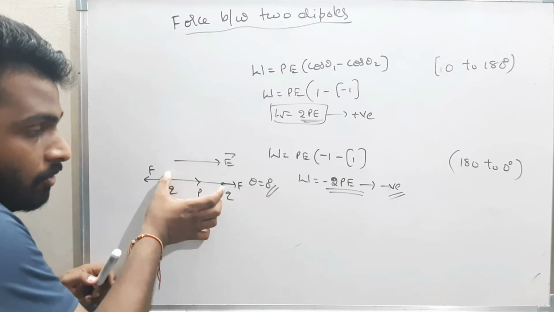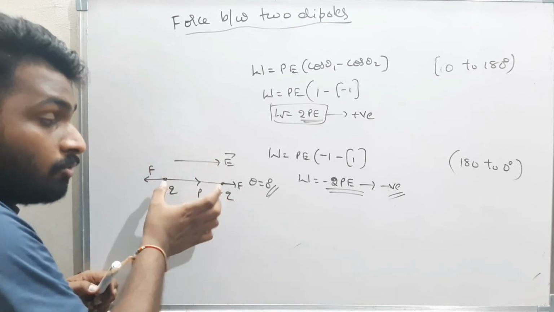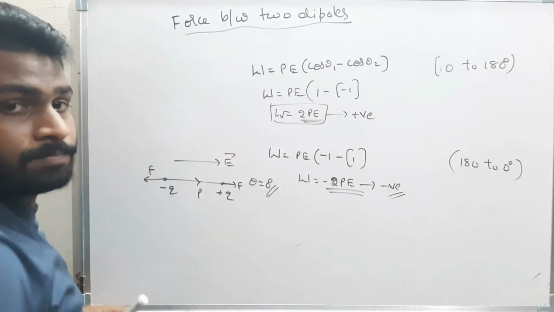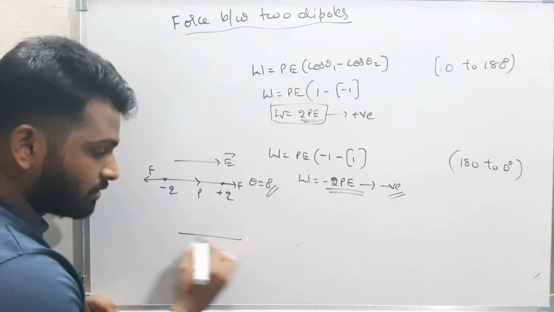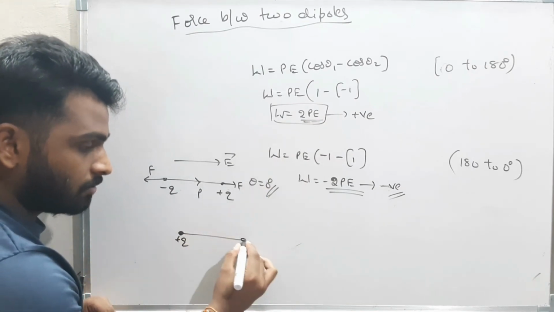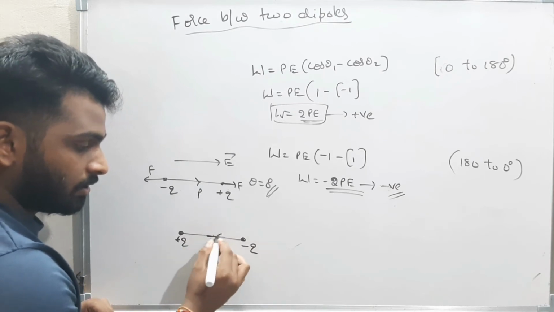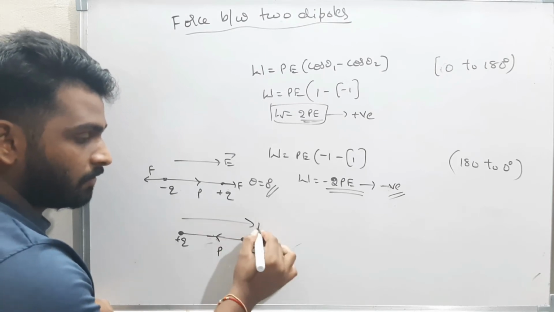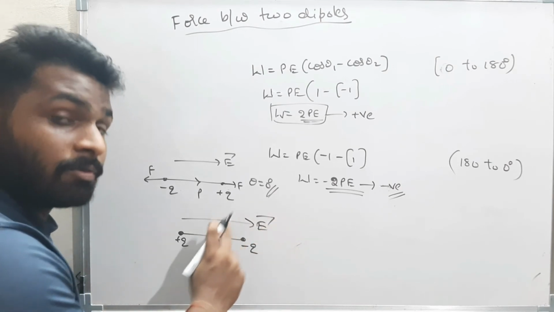Now, if I want to rotate this one by 180 degrees, I have to do some work. To overcome these forces, I have to do some work. Therefore, work done is positive. Therefore, 2PE. But if this is the condition, plus Q, minus Q, the dipole moment direction is in this direction. This is the electric field direction. Both are having an opposite angle, therefore 180 degrees.